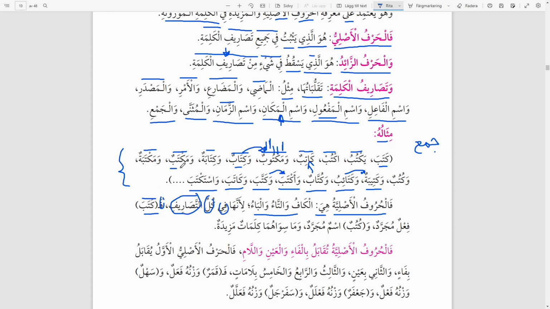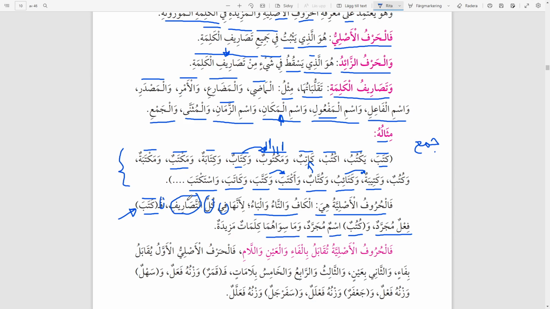So, for example, maktab is not a mujarrad word. This is a mujarrad word, kataba. It doesn't have anything else, only three letters, all of them fundamental. فعل مجرد, it's a mujarrad verb. كتب, books, is also mujarrad, but it's not a verb, it's a noun.